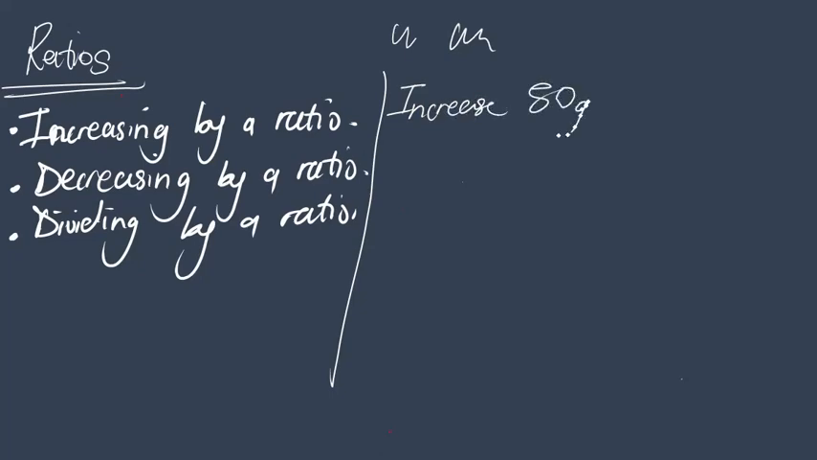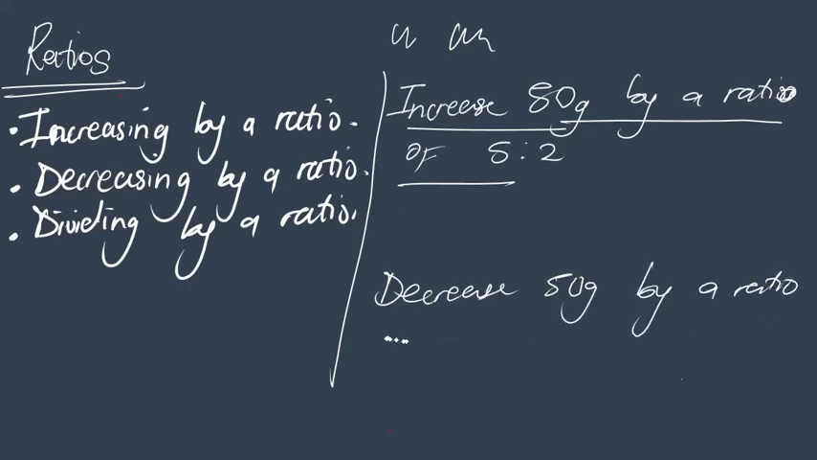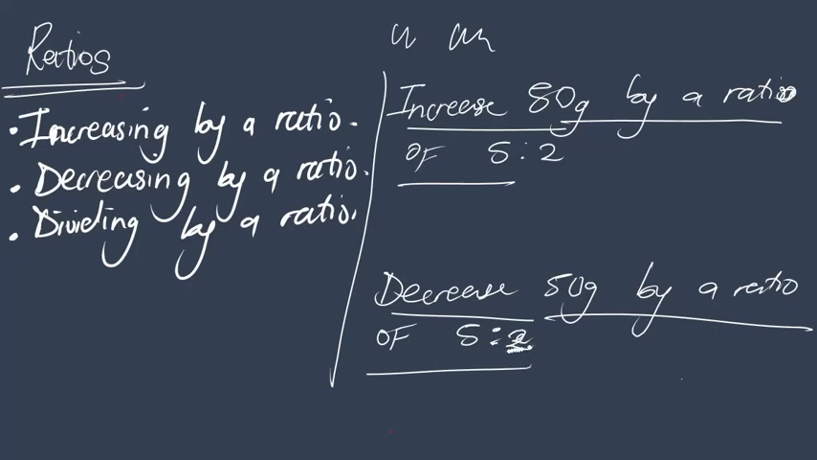Increase 50 grams by a ratio of 5:2. That's the first question. The second question: decrease 50 grams by a ratio of 5:2. So same questions. They're just asking things that are almost the same, but it's the same thing, basically.